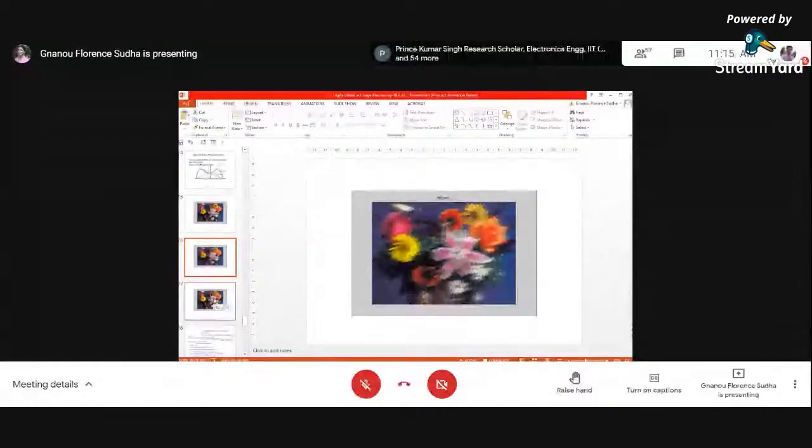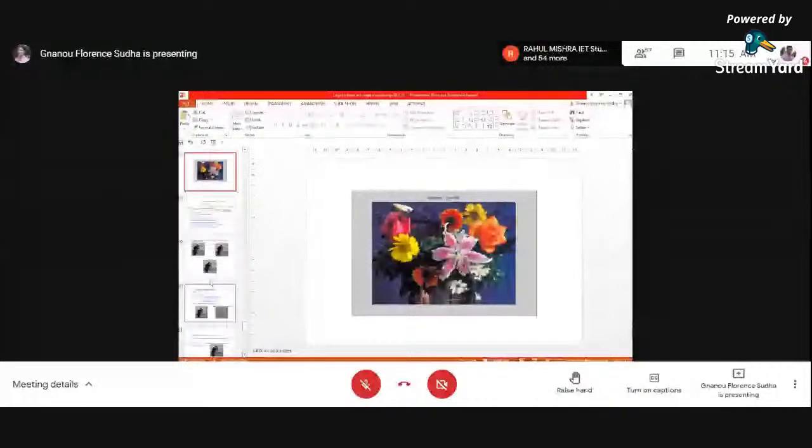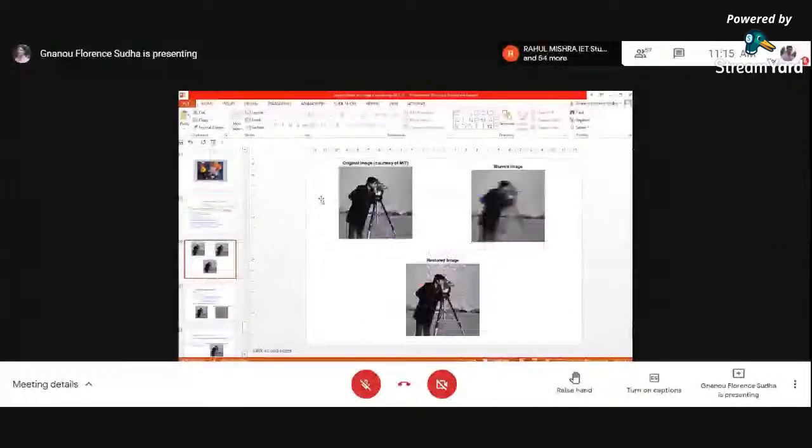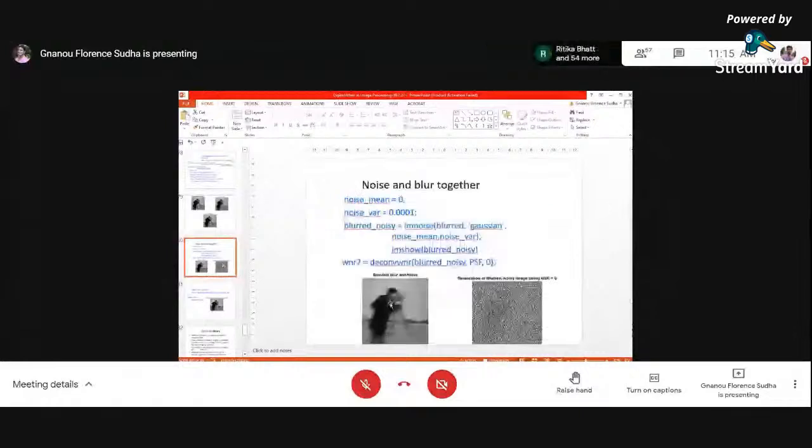So techniques are available, methods are available in image processing where we can retrieve images which have been corrupted with noise as well as with blur. So this is another example. Original image, a blurred image, and getting back a restored image. And you can also have a situation where it can be blur, it can also be. So this is the image where the cameraman is not at all visible.